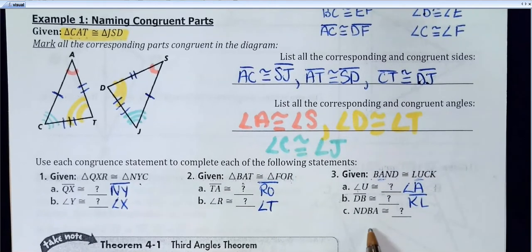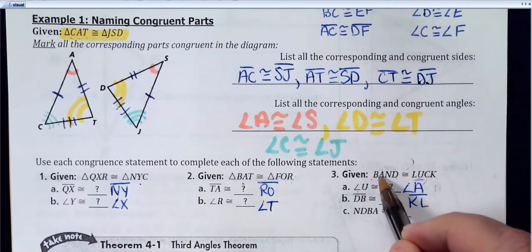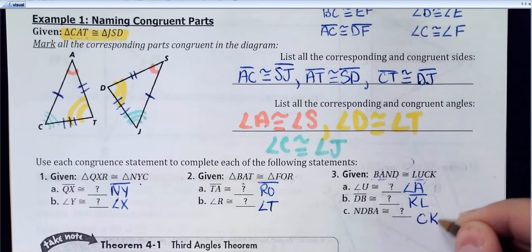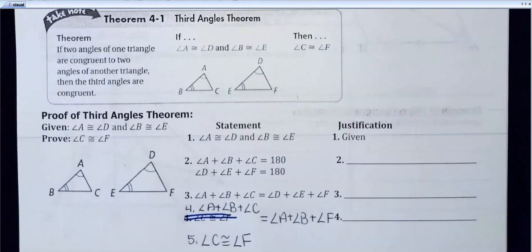And this is actually another way to write this same congruent statement. So this goes NDBA. So I'm going to do that same thing here. Should be CK. LU, and that's just another way to write the congruent statement.